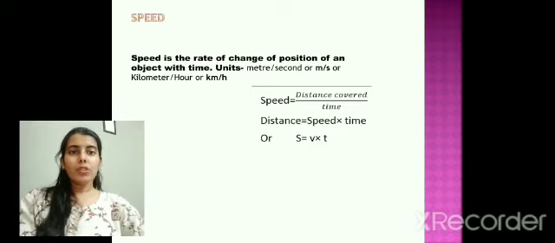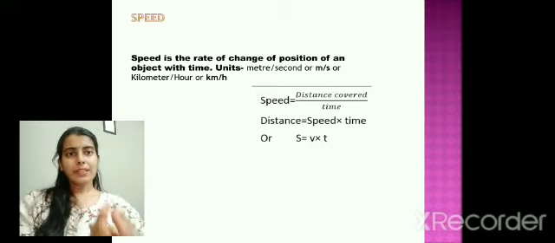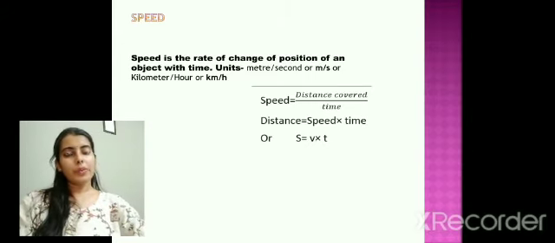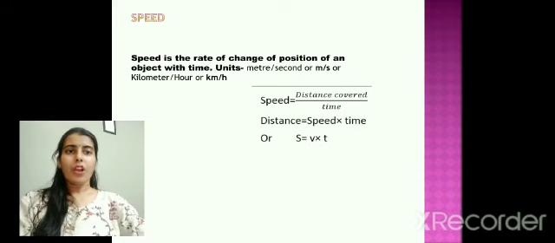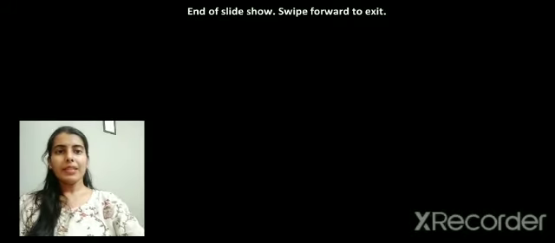Units could be meter per second, that is distance upon time, so meter per second or kilometer per hour. So here we have the formula: speed is equal to distance covered upon time taken, or we can say distance is equal to speed into time.